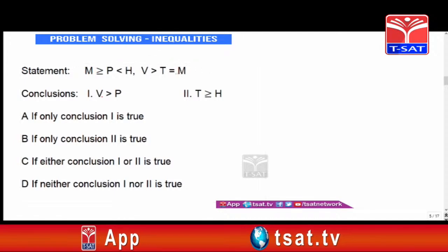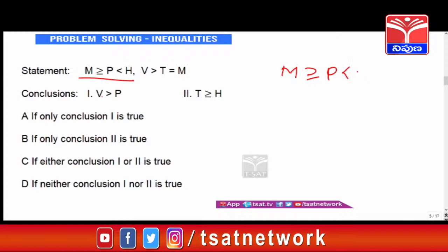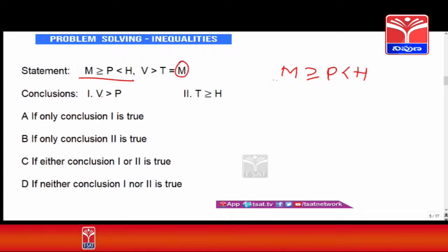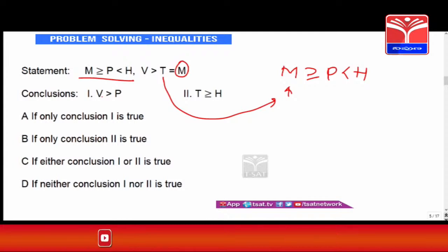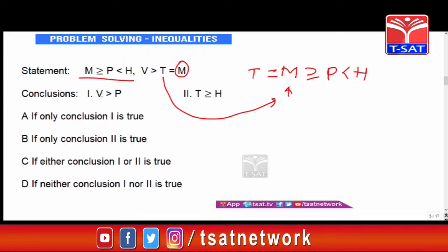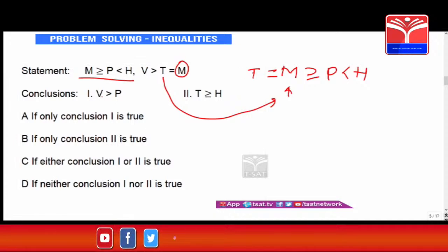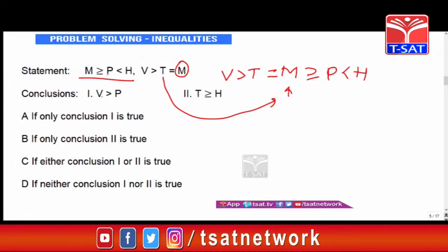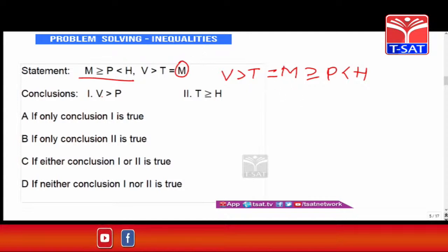See here, directly I am writing statement 1. M greater than or equal to P less than H. See here, where is M? M is here. So you have to start from here. So you write this particular statement from here onwards. So let's see this one. What the statement is saying, M is equal to T. So write down here, M is equal to T. Another one is T is less than V. See here, T is less than V. Here also T is less than V. So I am converting two statements into a single statement to get the answer fast. Now after converting the two statements into one statement, let's see the conclusions, whether they follow or not.